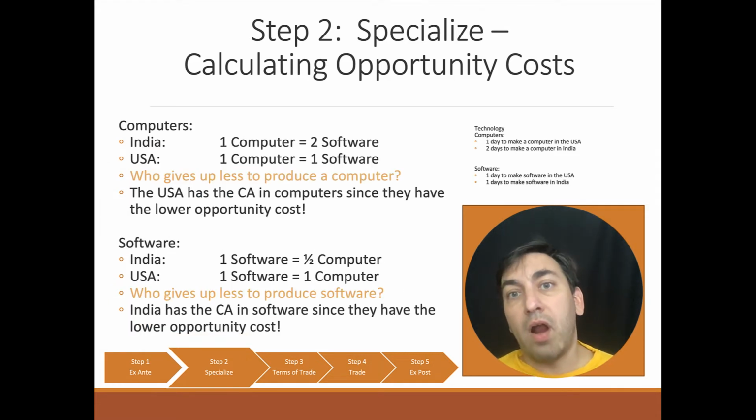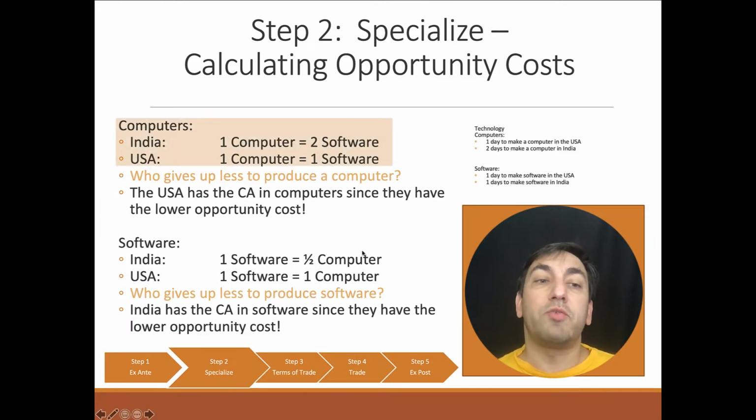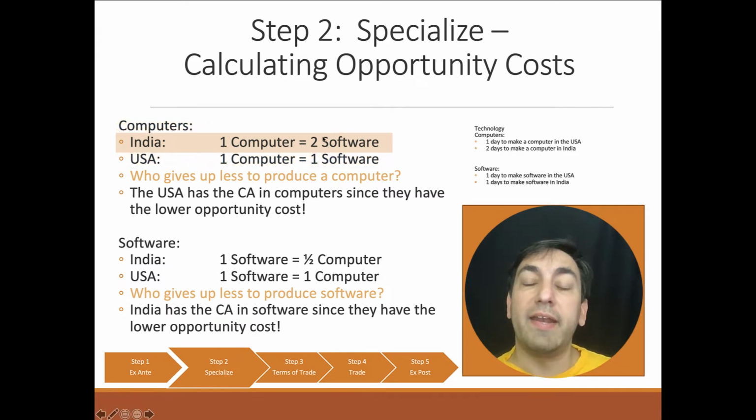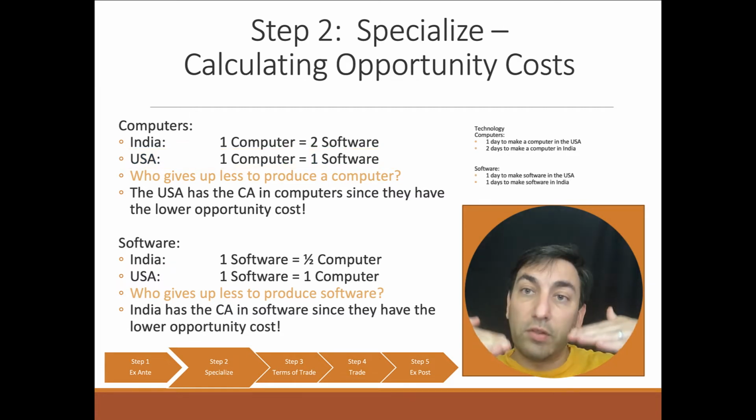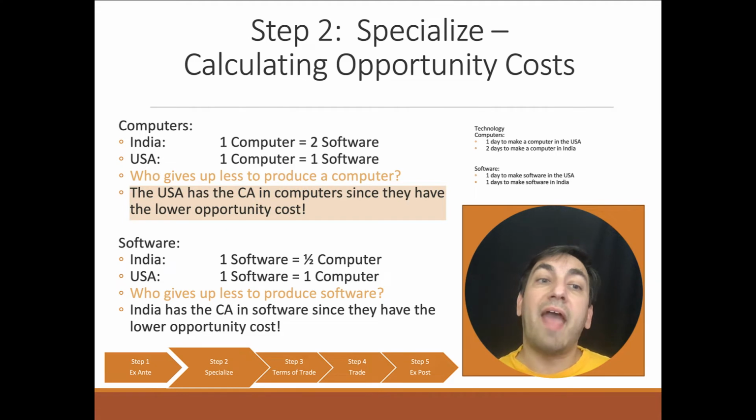Now we're going to compare opportunity costs. Think of it this way. When we look at computers, you can go to the store and you can buy a computer, but it's in some foreign currency you've never heard of called software. Do you want to go to a store called India where 1 computer costs 2 units of software? Or do you want to go to a store called the United States where 1 computer costs 1 software? You want to buy where your opportunity cost is low. You want the lowest cost. So the United States has the comparative advantage in computers.